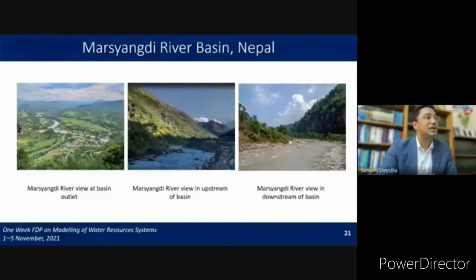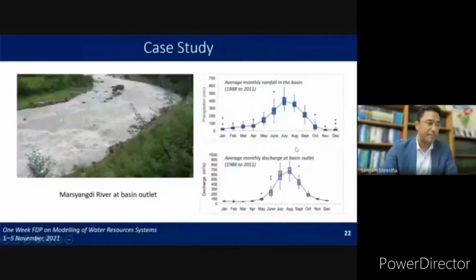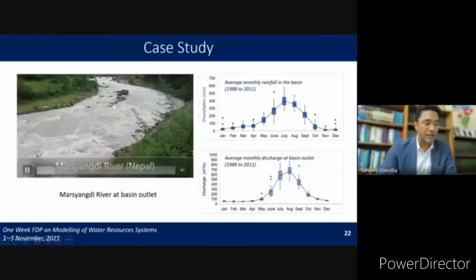So these are some of the photographs of the Marsangdi River basin. On the left hand side, this is the Marsangdi River view at the basin outlet. The middle one is the Marsangdi River in the upstream area of the basin, and the rightmost is the Marsangdi River at the downstream of the basin. And you can see here the river flow at the basin outlet.